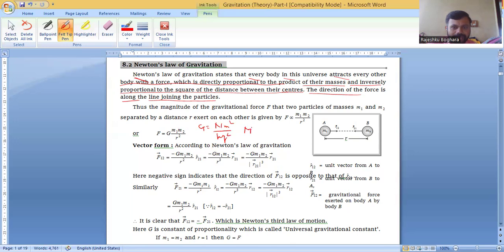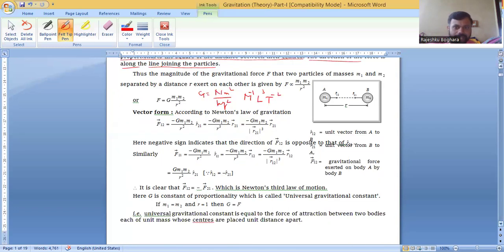Dimension formula we write M minus 1 L3 T minus 2. Now we take a vector form. This is a scalar form.